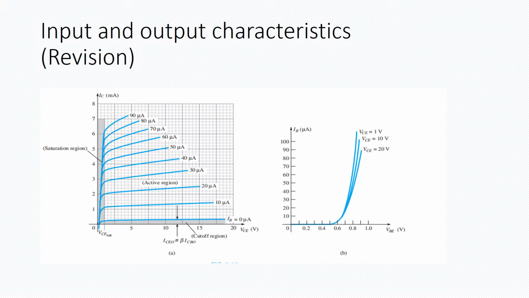ICEO is a reverse saturation current, which is equal to beta times ICBO. So this is your active region. The region below the base current equal to 0 defines your cutoff region. The region just lying near where there is a steep rise in the current is the saturation region. This represents your input characteristics, where after a forward biasing of 0.6 volts there is a steep rise.